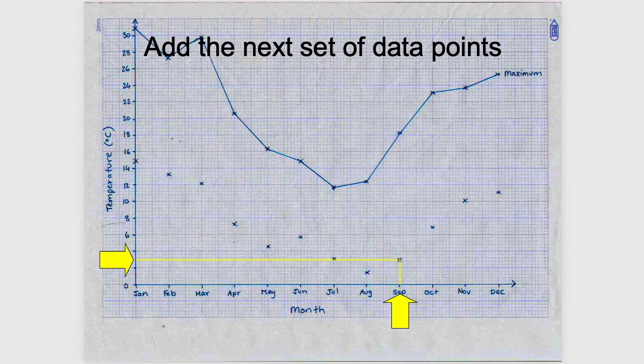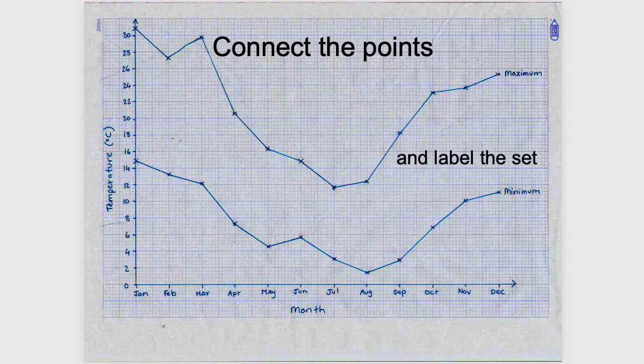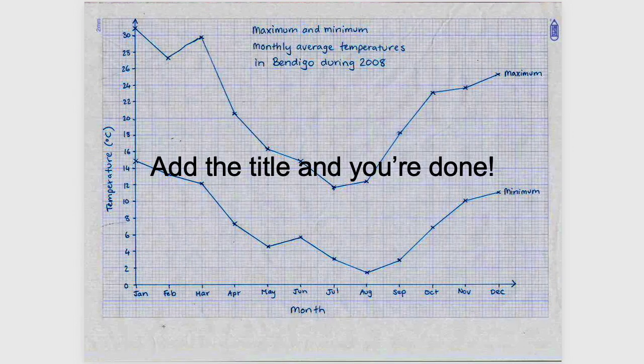We have the minimum data set as well, and we plot those points in the same way. Here we're plotting the September average minimum of 3.1 degrees, and we plot an X where September lines up with 3.1 degrees. Plot the points, connect them, and label the set. Lastly, add a title that describes the graph. As a guide, you should reference both axes in your title, in this case, monthly average temperatures.